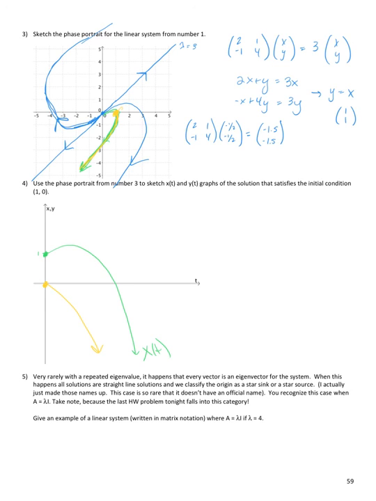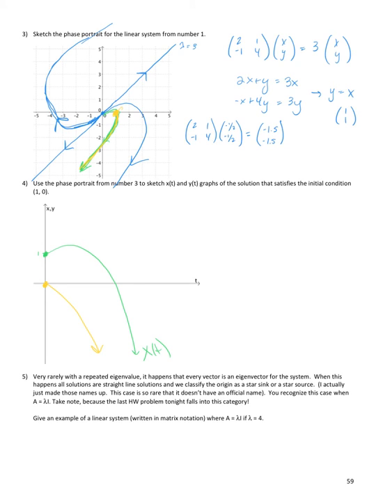Okay, so this last thing, very rarely with a repeated eigenvalue, it happens that every vector is an eigenvector for the system. And when this happens, all solutions are straight line solutions, and we classify the origin as a star sink or a star source. You can recognize this case when A equals lambda I. So take note, because the last homework problem tonight falls into this category.